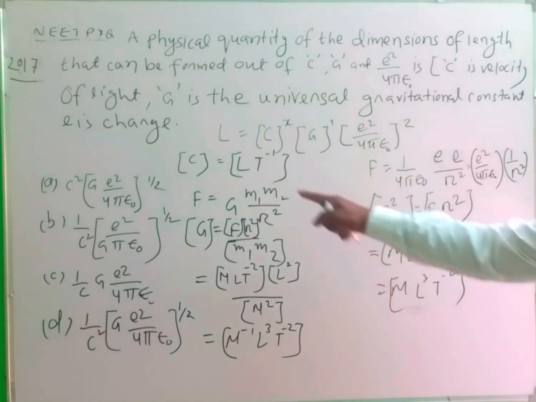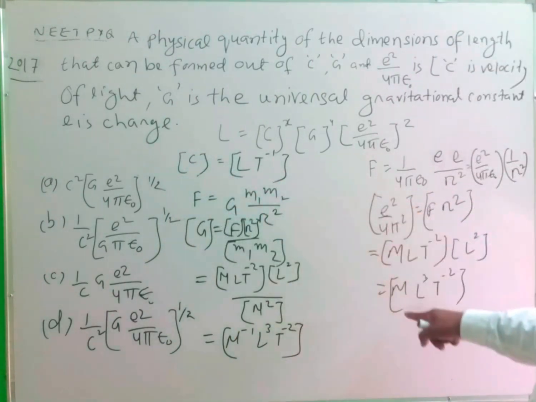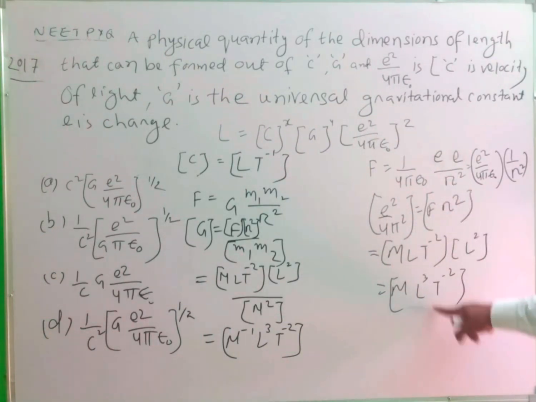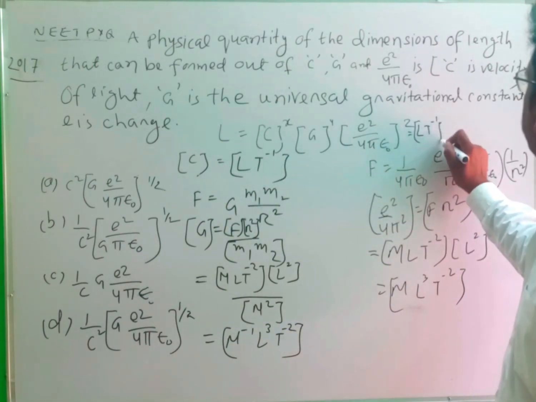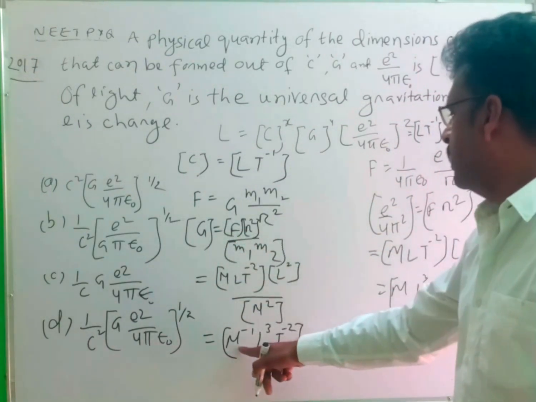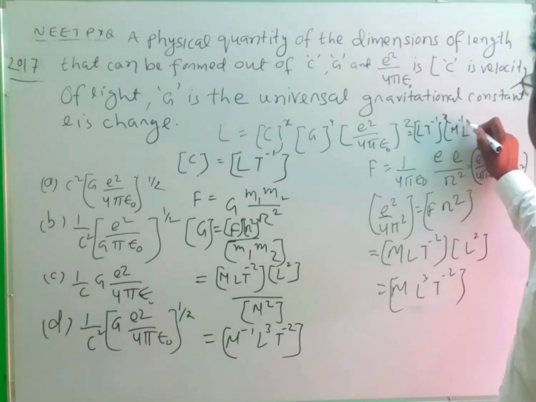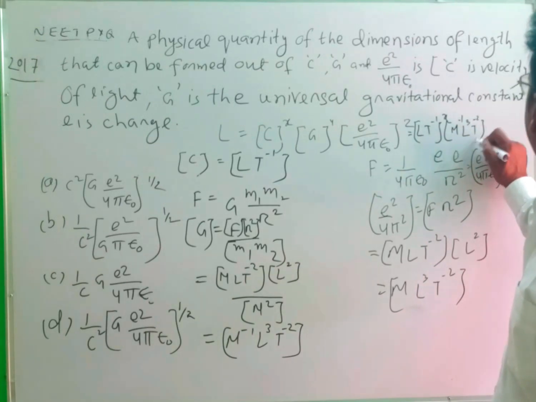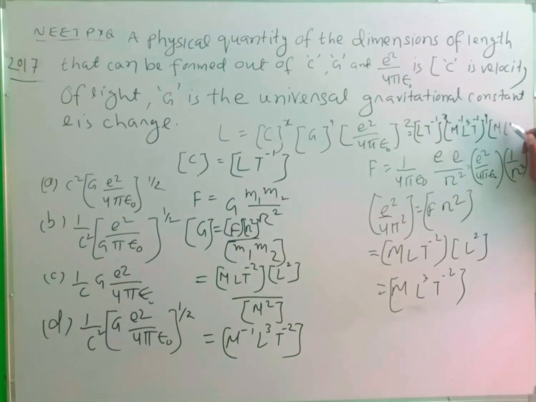We will put the values of the dimensional formula of c, G and e²/4πε₀ in this equation, students. What is c? c is LT⁻¹. So we will write (LT⁻¹) to the power x. And what is G? G is M⁻¹L³T⁻² to the power y. And what is e²/4πε₀? That is ML³T⁻² to the power z.